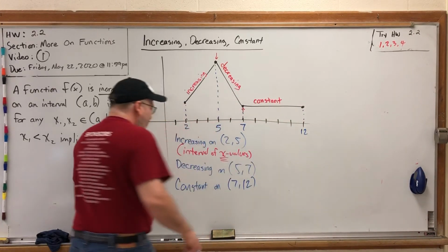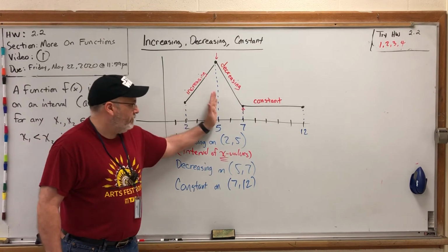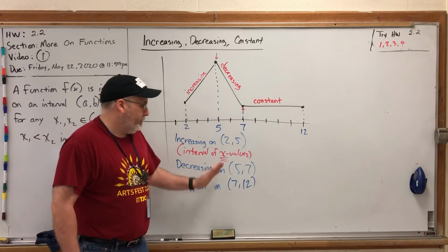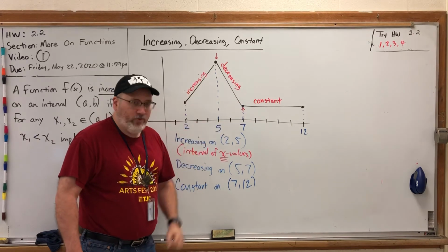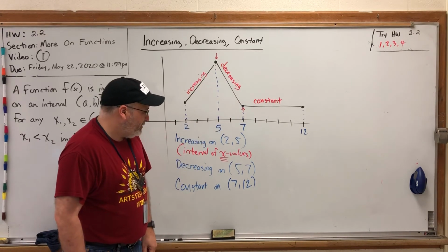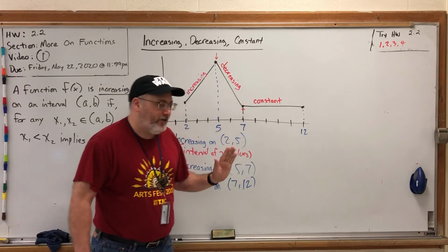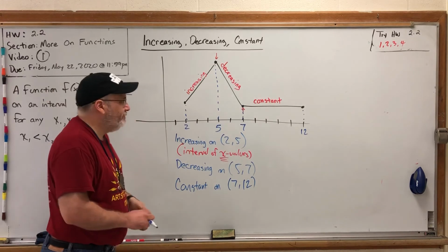So it would be correct to say that this graph is increasing on the interval 2 to 5 because that's the interval of x values over which the graph is going up. Decreasing on the interval 5 to 7 because that's the interval of x values in which the graph is going down. And constant on the interval 7 to 12 because that is the interval of x values for which the graph is flat or the y values are constant.